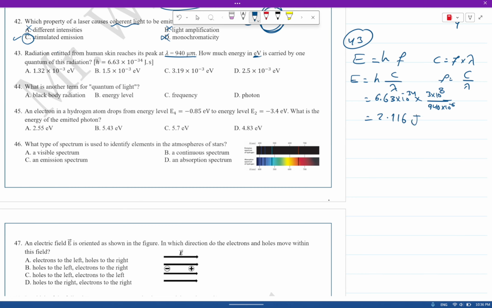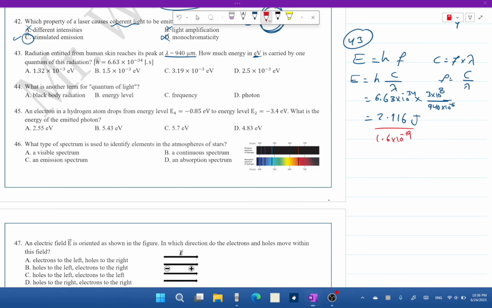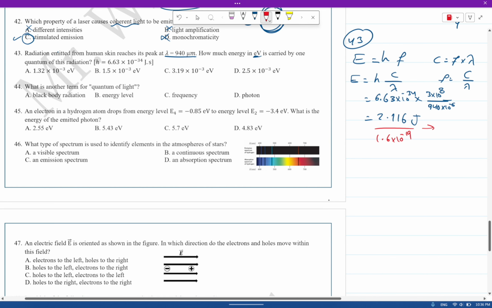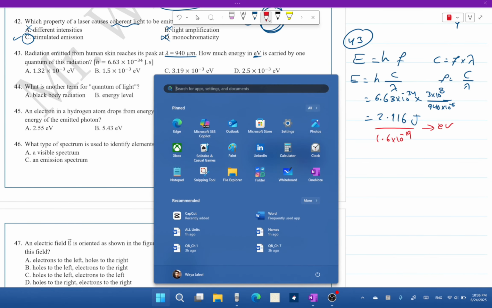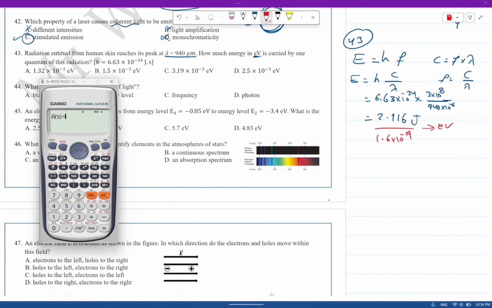But how do we convert joule to electron volt? We simply divide by 1.6 times 10 to the power negative 19. And that's it. We will be converting joule to eV, electron volt. So let's divide that by 1.6 times 10 to the power negative 19. Let's see what that equals to. Oops, I've done something incorrect. Yes, that's the bracket in here.